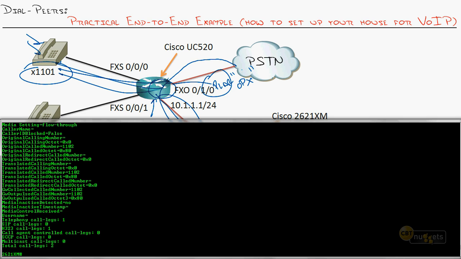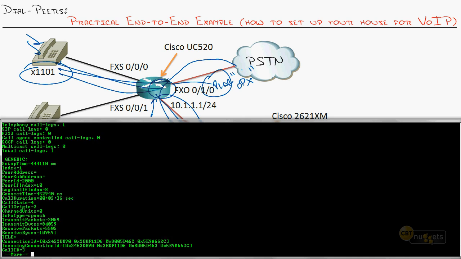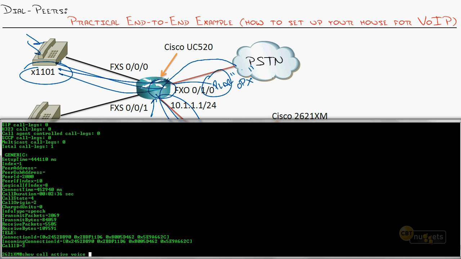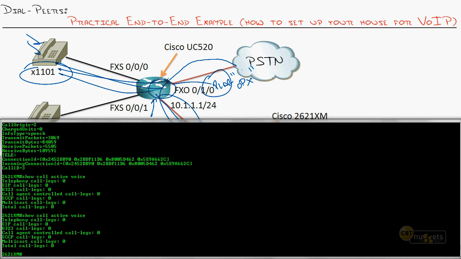Now let's hang up the call. I gotta hang up my phone. Show call active voice. It's back to 0, so no active calls. I'm going to go into global config mode.